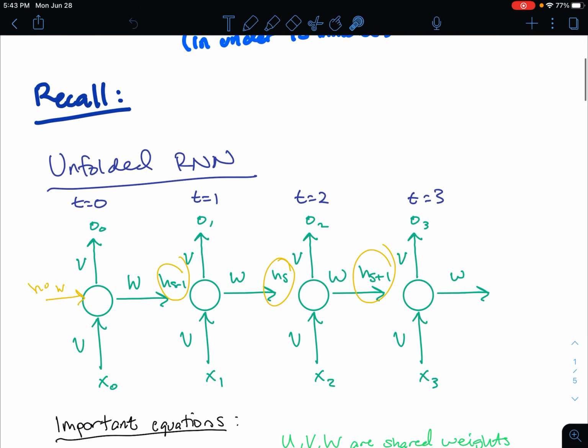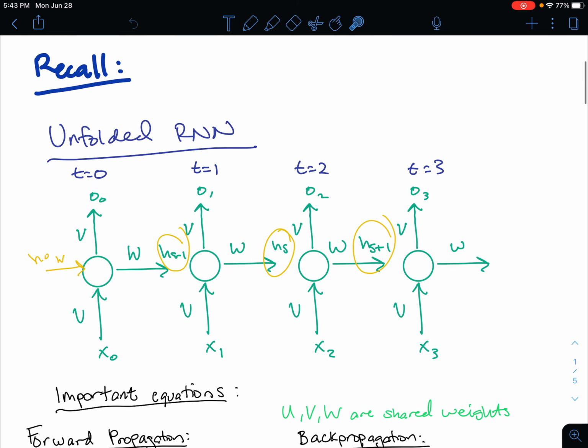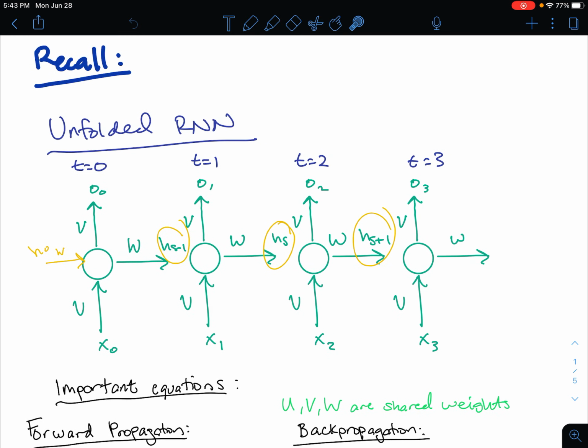So let's dive in. From the last episode, you'll recall the unfolded RNN architecture. In this case, we're using 4 sample time steps. We have 3 trainable parameters, our shared weights U, W, and V. And then we also have our hidden states right here, sharing information across time steps.